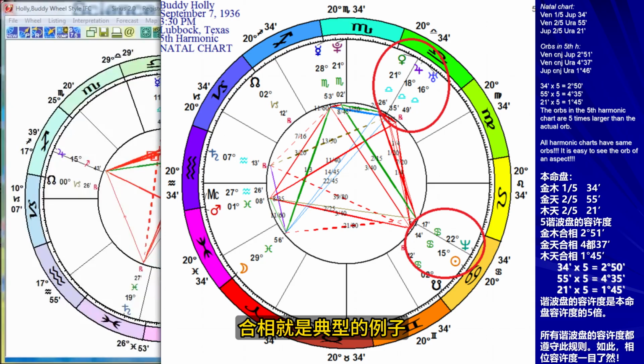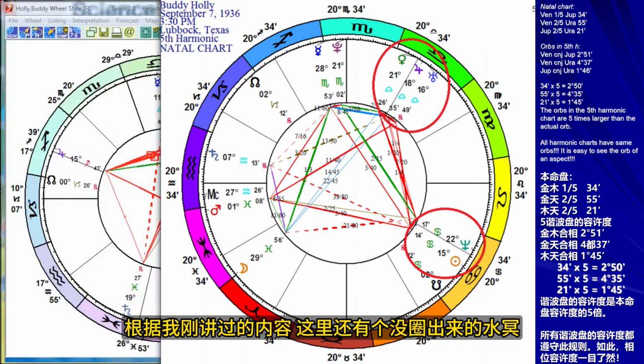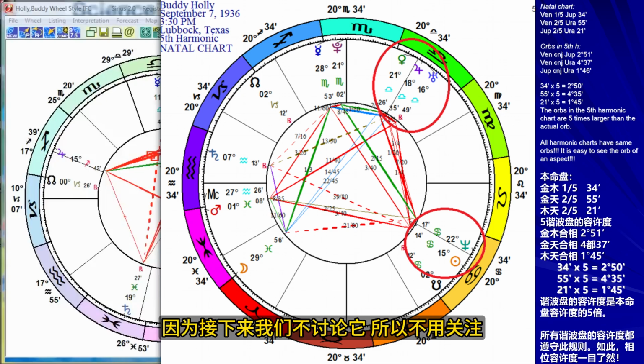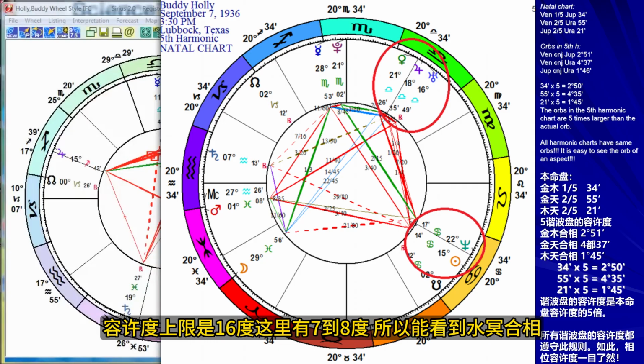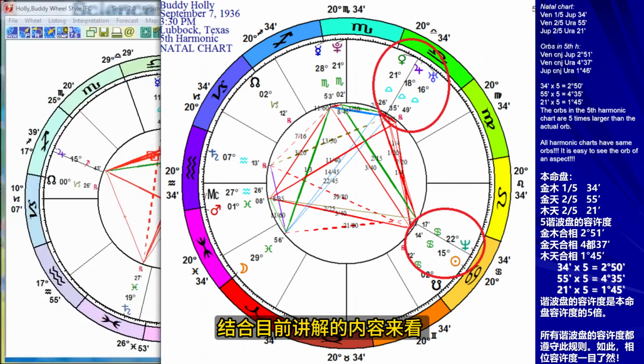Specifically, in the case of conjunctions, let's look at this conjunction of Sun and Neptune. Based on what I told you, here's another one, Mercury and Pluto. I didn't put a circle around it because it's not part of what I'm going to discuss in this chart, but they're also conjunct. They're 7 degrees apart, almost 8 degrees apart if I look at the exact minutes. Anyway, 7 to 8 degrees apart, we allow a 16-degree orb, so Mercury and Pluto are conjunct.